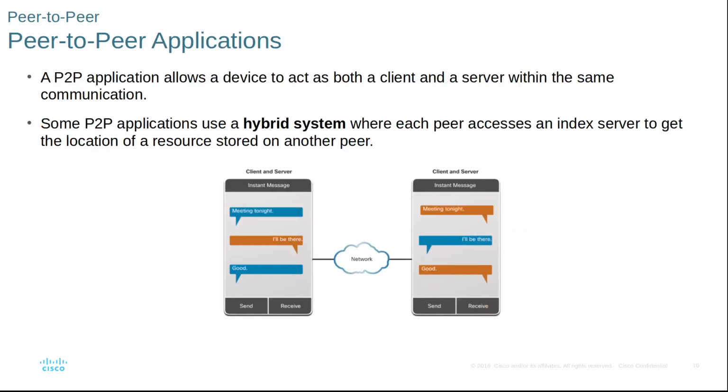So peer-to-peer devices act as a client and server at the same time. Some applications use a hybrid system where each peer accesses an index server to get the location of a resource that's stored on another peer. Some don't.